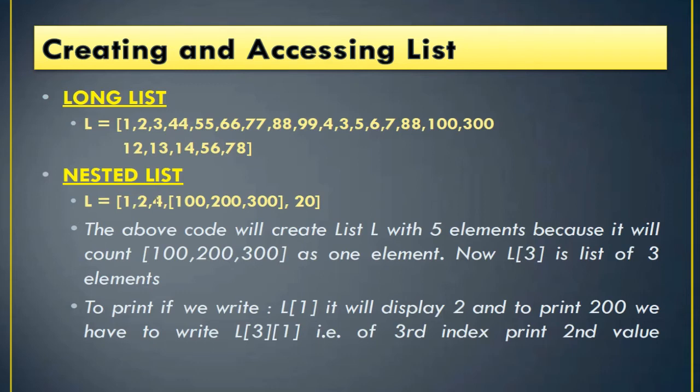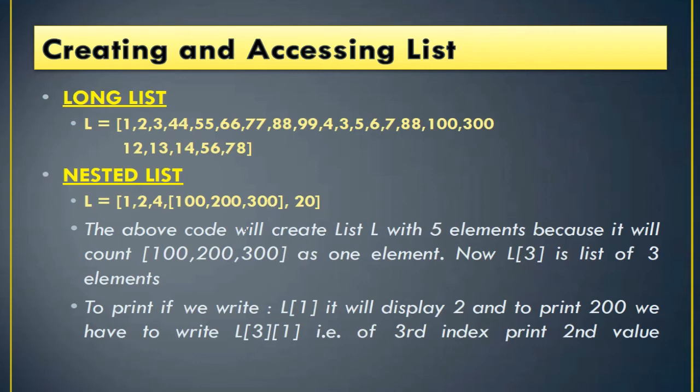L1, then 4 is what? L3. Okay, sorry, L0, L1, and 4 is what? L2. Now 100, 200, 300 consist of one element. We are considering it as one element, so it is what? L3. But under L3, if you want to show 200, then we have to count again with the L3 elements as a new list. So 100 will be L3 of 0, 200 will be L3 of 1, 300 will be L3 of 2.